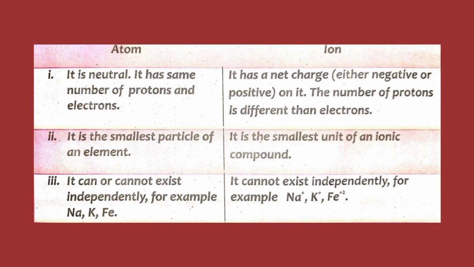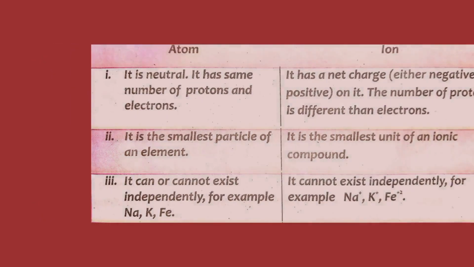This table shows the difference between atom and ion. Number 1. Atom is neutral, it has the same number of protons and electrons. Ion. It has a net charge, either negative or positive, on it. The number of protons is different than electrons.